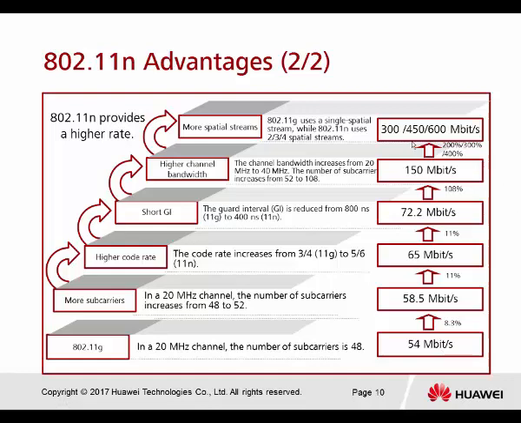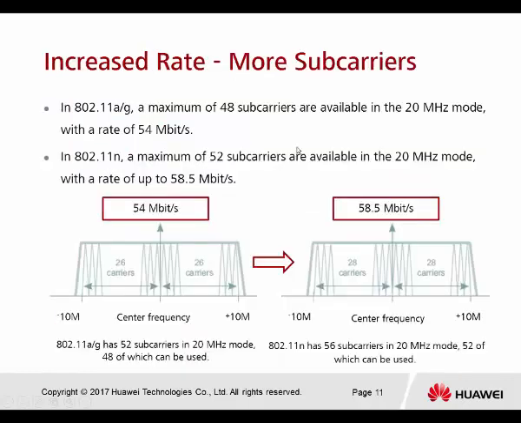Okay, I am going to discuss these one by one. Let's begin with the first: more subcarriers. As we know, in OFDM, we are able to divide one channel into multiple sub-channels. This is happening in A and G. There are a maximum of 48 sub-channels available in 20 MHz. Okay, there's only 48. In 802.11n, a maximum of 52 subcarriers are available. Total, all is 52 subcarriers.